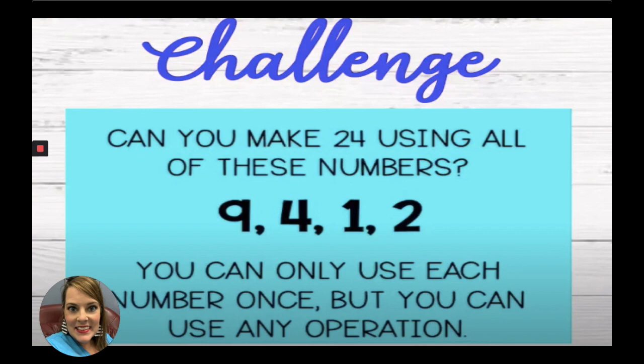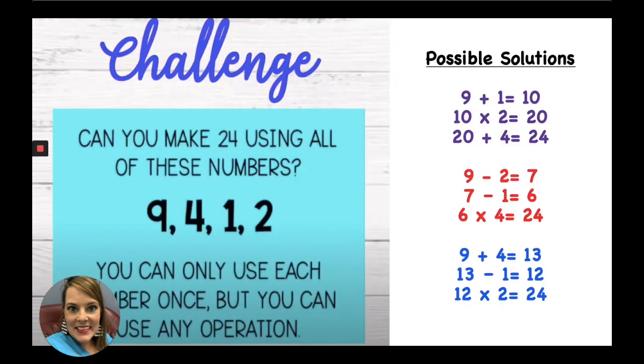Here are a few of mine. 9 plus 1 equals 10. 10 times 2 equals 20, and 20 plus 4 equals 24. Next example would be 9 minus 2 equals 7. 7 minus 1 equals 6. 6 times 4 equals 24. And then the last one, 9 plus 4 equals 13. 13 minus 1 equals 12. 12 times 2 equals 24. Did you come up with some different equations? I'm sure you did, because there are at least 10.